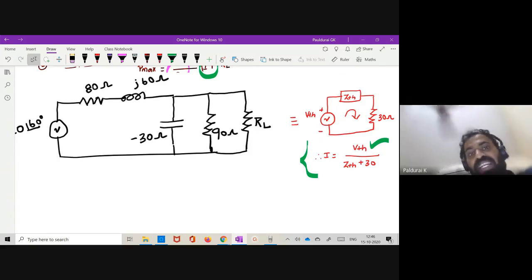So first we will calculate VTH. And you know what is the procedure to calculate VTH, right? You want to open the load. Just to open the load, it's not opening. What is VTH?